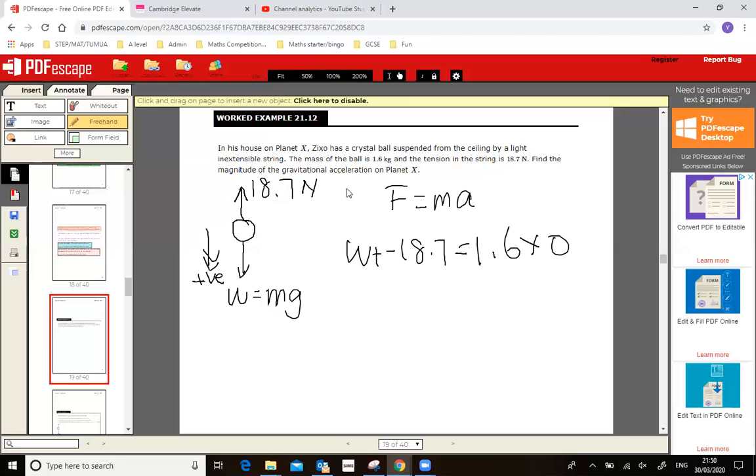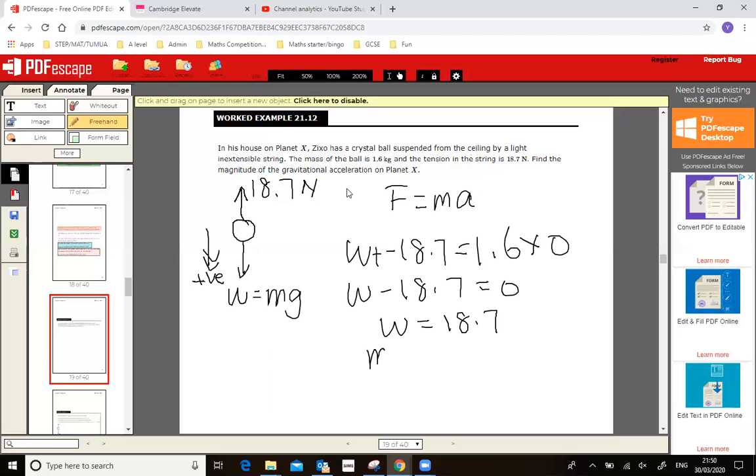So what do we have here? We have W minus 18.7 equals 0. That means W is 18.7. But we talked about before, what is W? W equals the mass times the gravitational acceleration. So we can replace W in our little equation here.